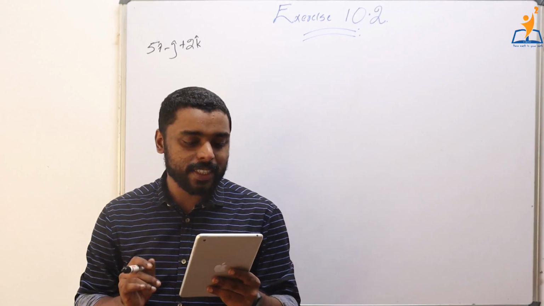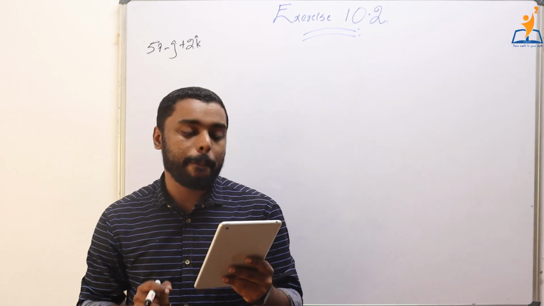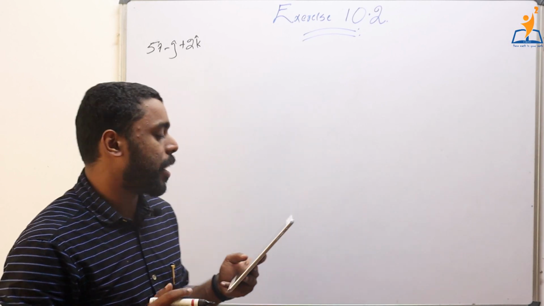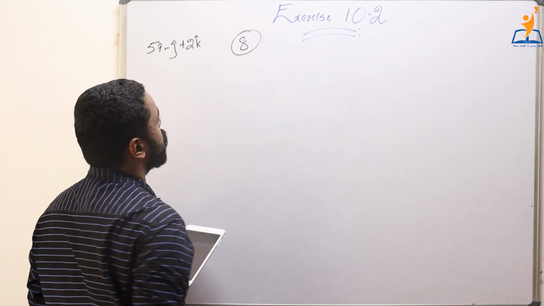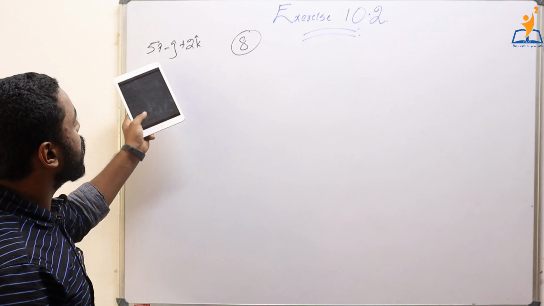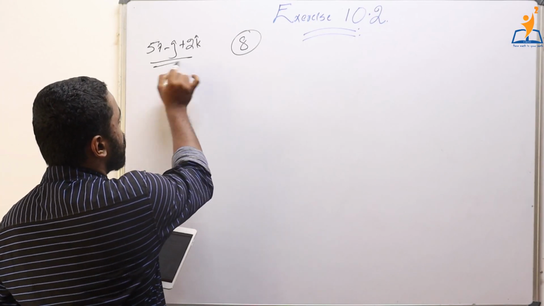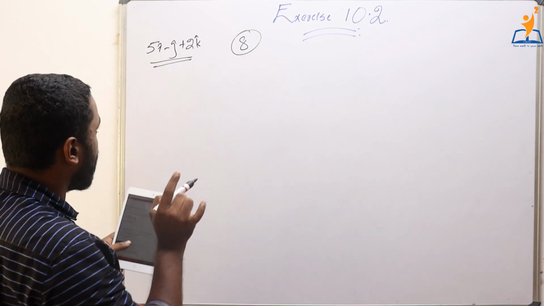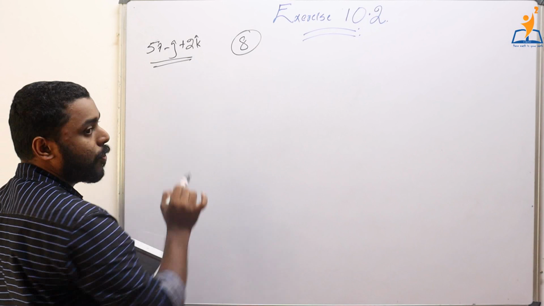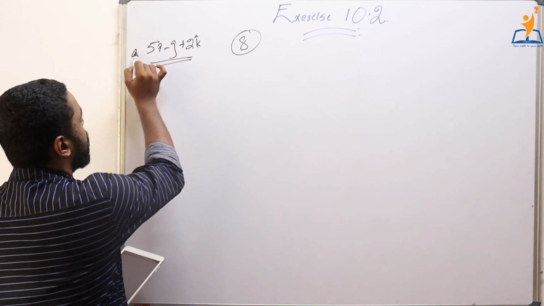The next question is, find the vector in the direction of the vector 5i cap minus j cap plus 2k cap which has magnitude 8 units. So we have to find a vector which has magnitude 8 units in the direction of the same vector. For that, we have to do steps like this. First of all, we have to find a unit vector in the direction of this vector.